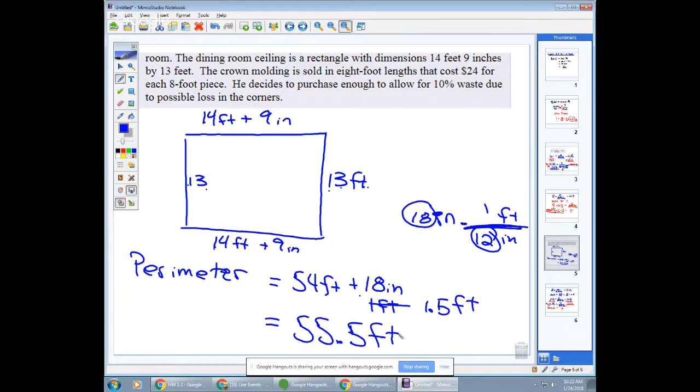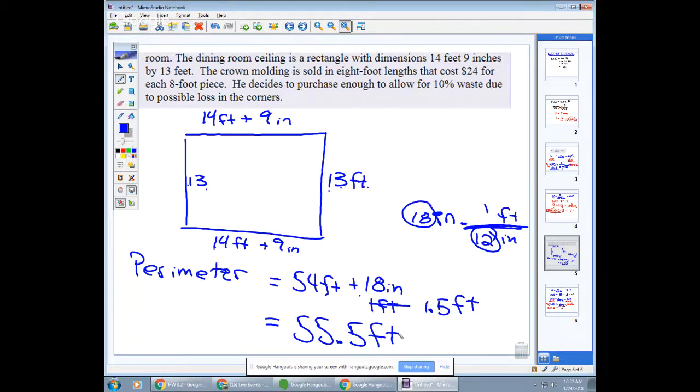So he decides to purchase enough to allow 10% waste due to possible loss at corners. So what should I do first? Should I figure out the number of 8-foot pieces, or should I factor in 10%? Is it going to make a difference? What's that? You've got 55. Yeah, so there's a couple ways to do this.